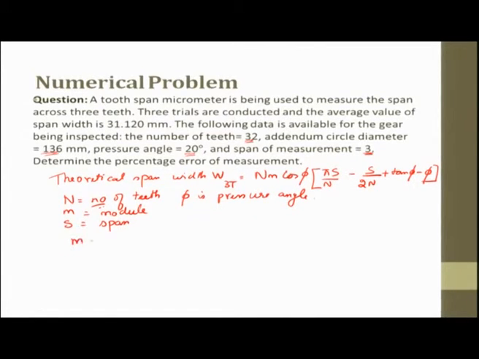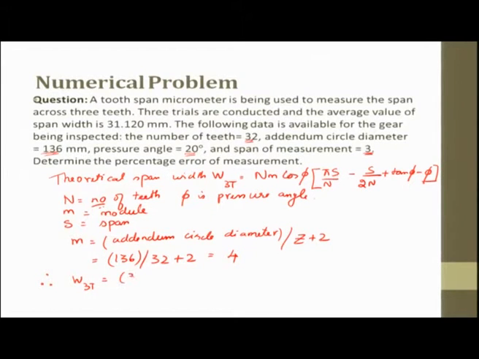How do I find m? M is nothing but the addendum circle diameter divided by (z plus 2). So this is the addendum diameter 136 divided by (z, the number of teeth, 32, plus 2). So the module is 4. Therefore, the span of W3T is nothing but 32 into 4. Here z and n are the same.